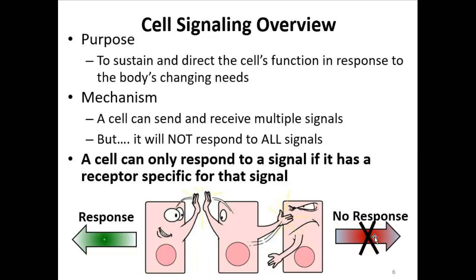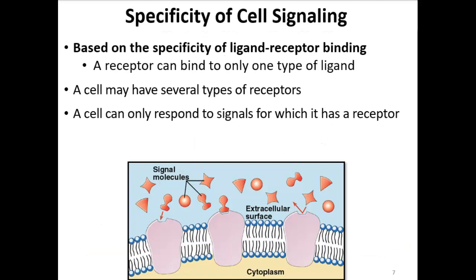So this leads to our first central theme in cell signaling. The cell can only respond if it has a receptor specific for the ligand or the signal. We refer to this feature as specificity. That is, ligand and receptor binding are specific. A cell can only respond to a ligand if that receptor can bind to it, and not every receptor will bind to every signal. This picture depicts this characteristic.